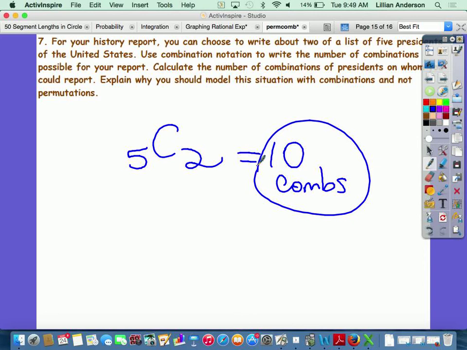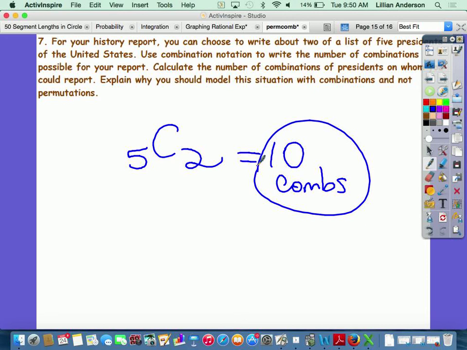Now, if it was a matter of writing a report on the first 5 presidents, would it be combinations there, or would it be permutations? If I limit it to the first 5, it's still combinations, because you can still choose any 2 out of the 5. So you have to be careful about the wording, okay? If it said, choose to write about the first 5 presidents, it's still combinations, because you're still getting your own choice out of the 5. Does that make sense? Yes.